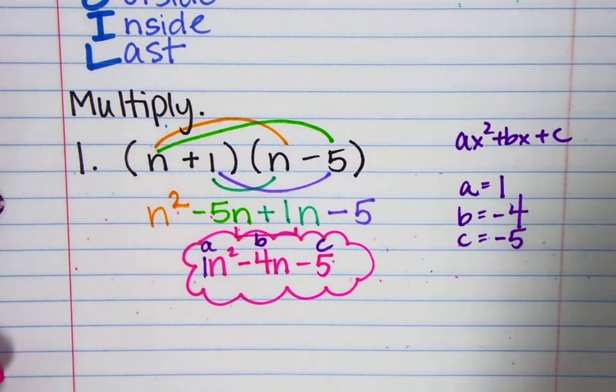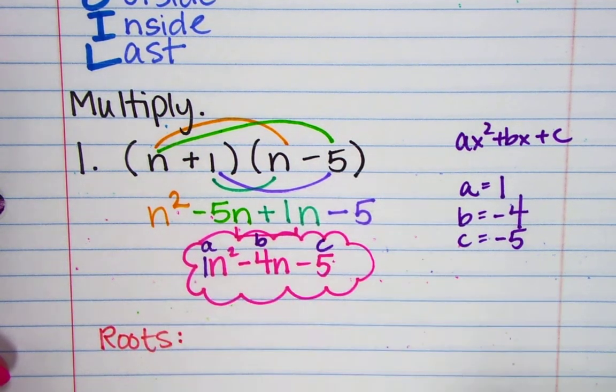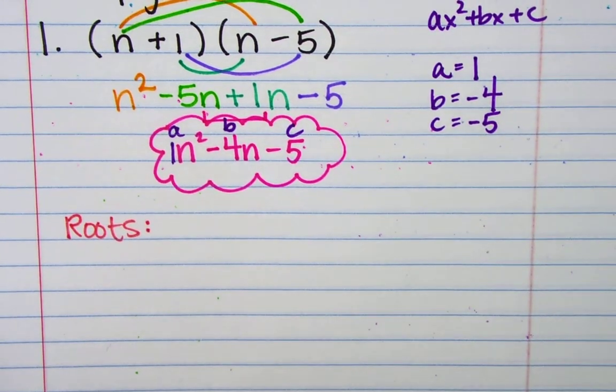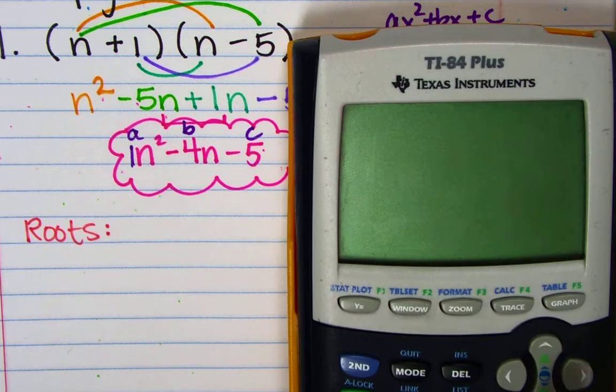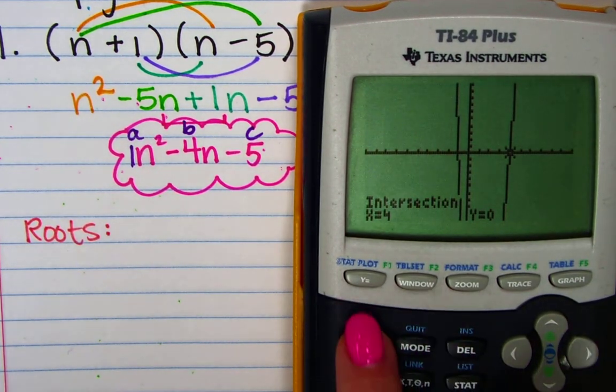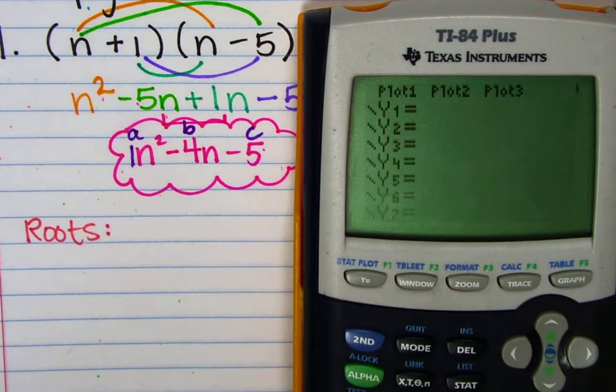Roots. The solutions, the x-intercepts. Okay, I'm going to call it roots, but you know there are synonyms for it. We're going to put it into y equals to find them. So I'm going to go right here. We've already been doing it. So I'm going to do second plus 712 to clear my calculator.